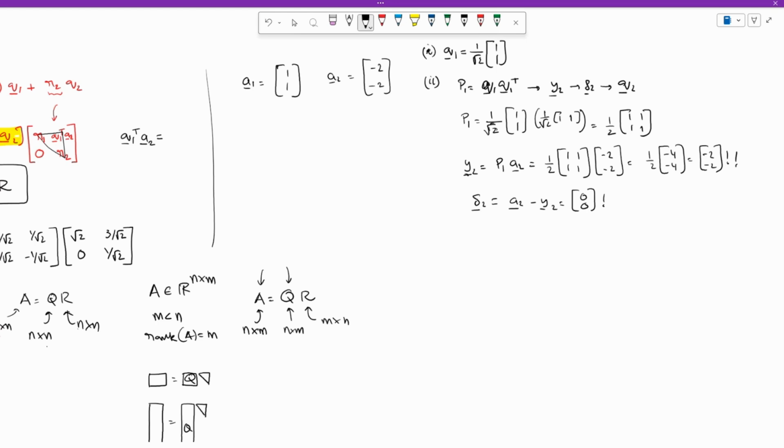We cannot normalize. Why did that happen? Yes, it turned out that way because A2 is simply a scaled version of A1. That means they are linearly dependent. That is why you got 0 here.